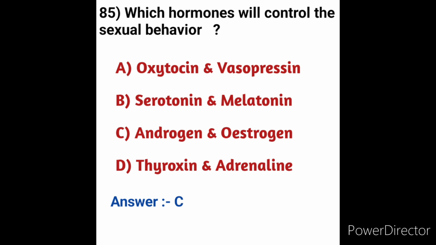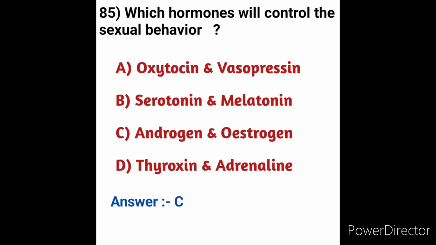Sexual behavior in both sexes is strongly regulated by circulating concentrations of gonadal steroid hormones, including androgens, meaning testosterone, and estrogens, meaning estradiol. Progesterone is also one of the hormones that control sexual behavior. So androgen and estrogen, option C, is the correct answer. Androgen means testosterone, the male sex hormone. Estrogen or estradiol is one of the female sex hormones.